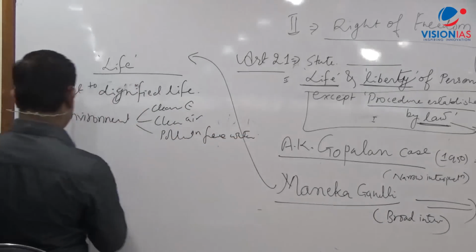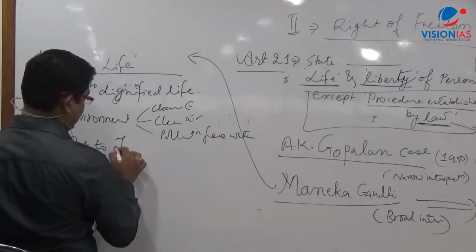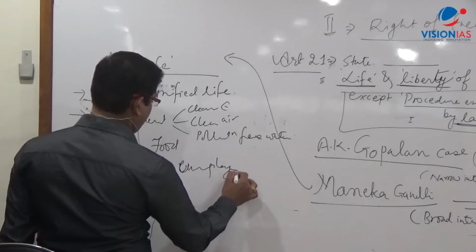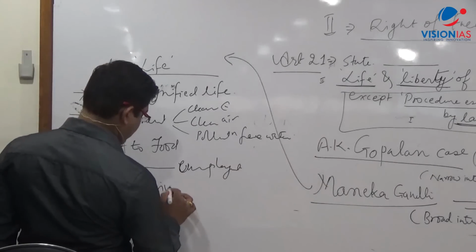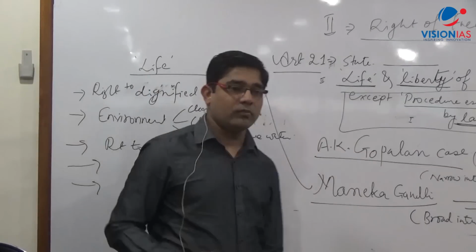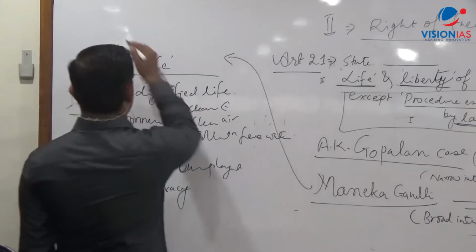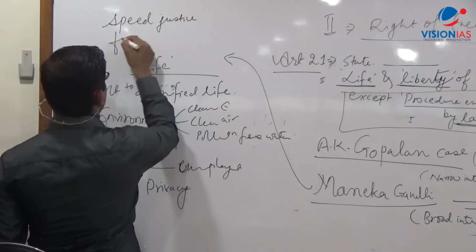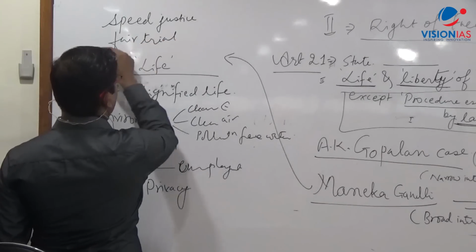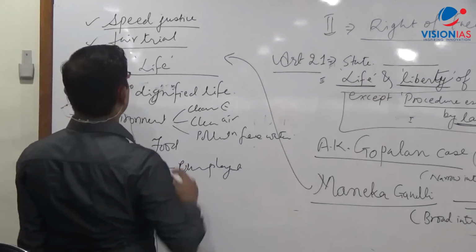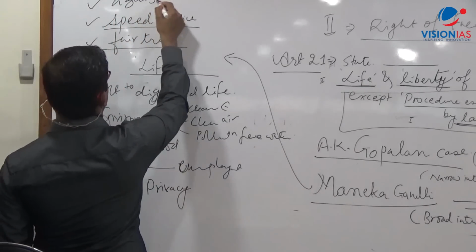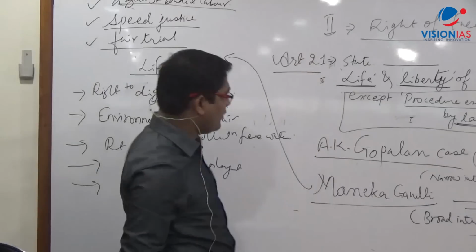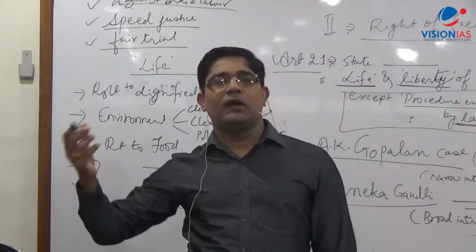Then food, right to food, right to employment, right to privacy. What else? Yes, speedy justice, fair trial. These became fundamental rights, a very wider interpretation. Right against bonded labor, etc. So it becomes a fashion now. Article 21 means whatever doesn't fit elsewhere, put it in Article 21.